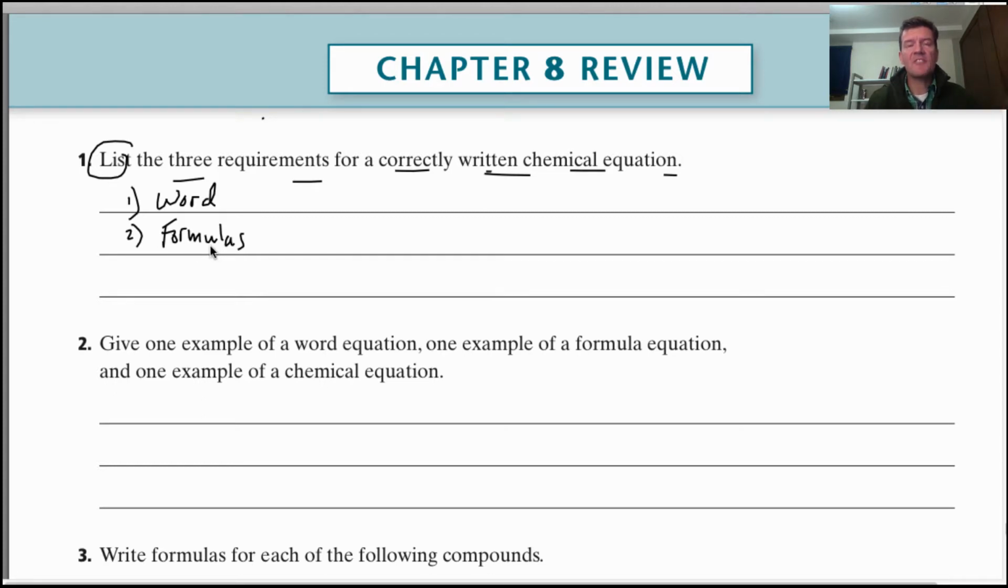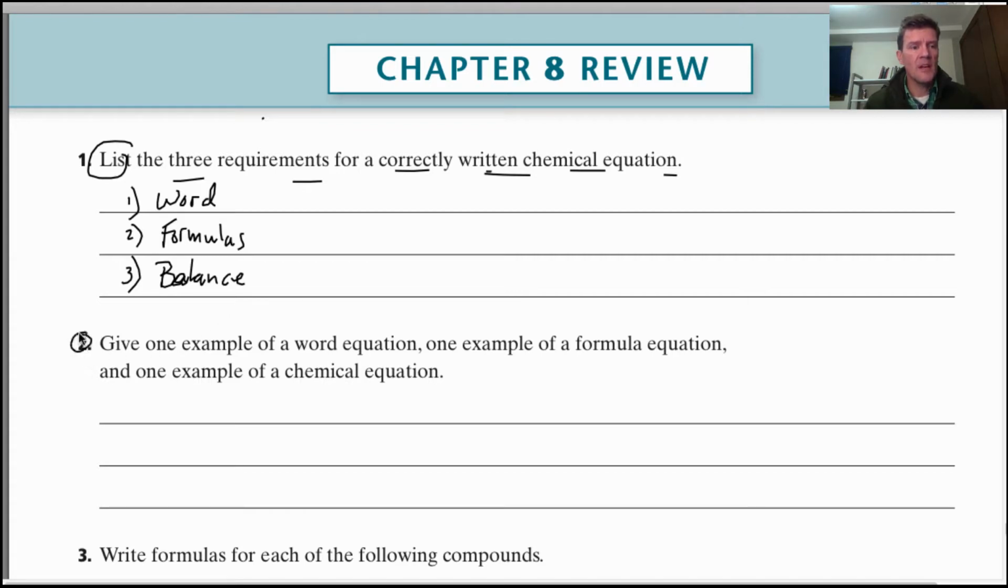The formulas have to be the correct formulas before you balance them. Don't try to balance the equation or the reaction by changing the formulas. You write the correct formulas for everything involved, reactants and products, and then we are going to balance. Okay? And the balancing part is necessary because we want to conserve mass. You have to have the same number of atoms of each element on both sides.